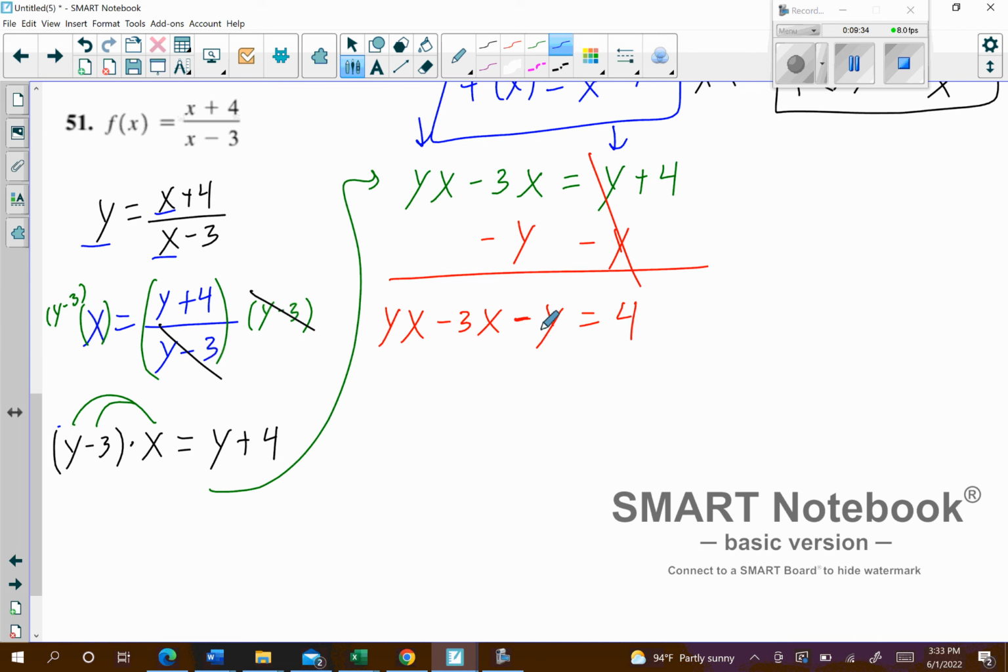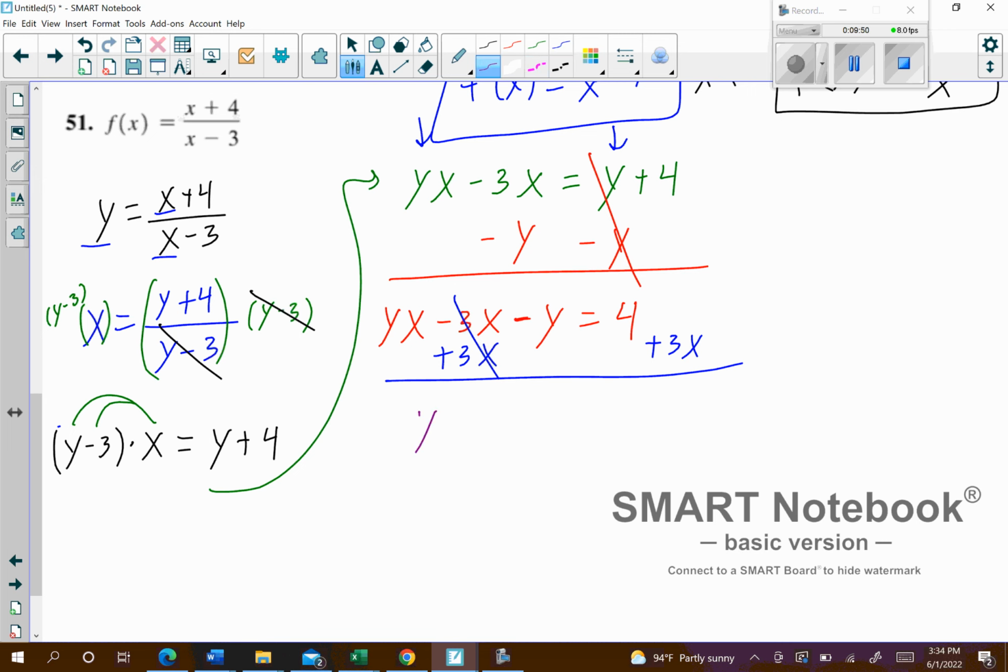And then let's see, anything that doesn't have the variable I'm looking for, I'm going to go ahead and remove from that side. So I'm going to go ahead and add 3x here. So I need to add 3x over here. And so that'll cancel out with that.